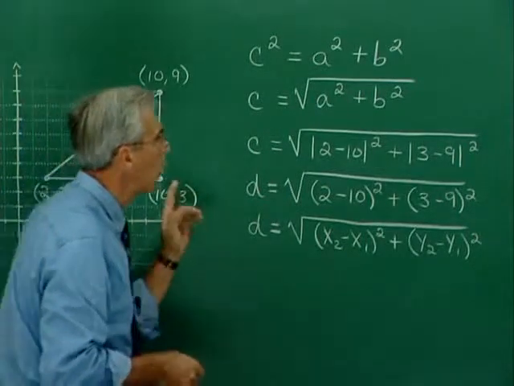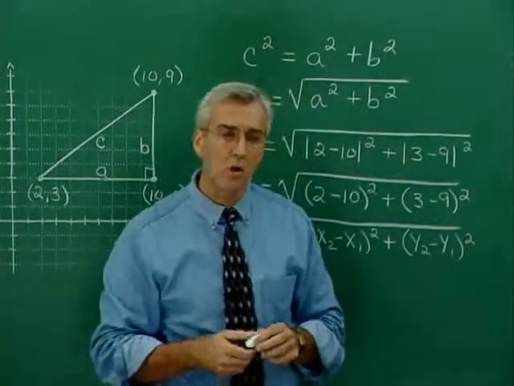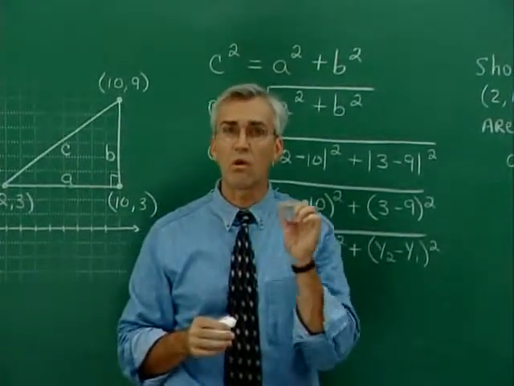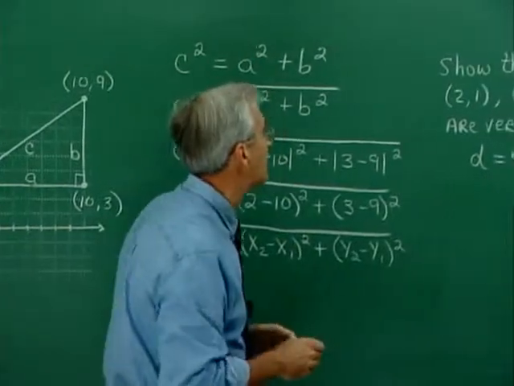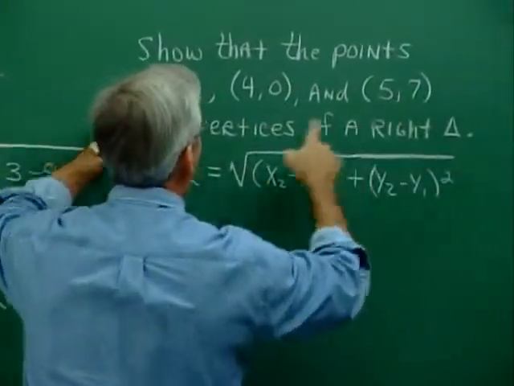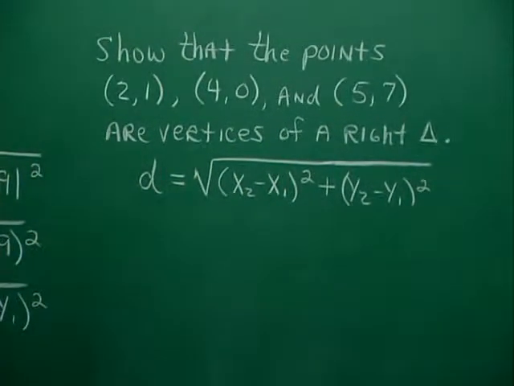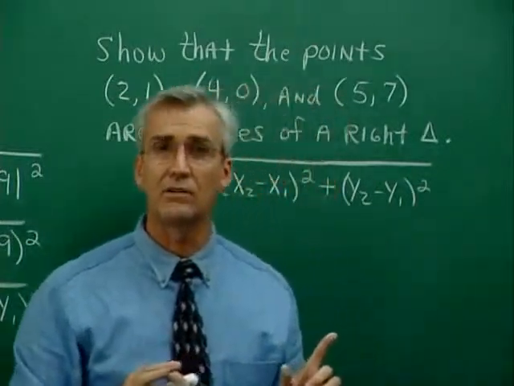Well, one way that the distance formula can be used is to determine whether or not we have a right triangle if we're given the coordinates of several points. That is, given that we have the points 2, 1, 4, 0, and 5, 7, are these the vertices of a right triangle? Gee, if they are the vertices of a right triangle, then this relationship between the sides exists.